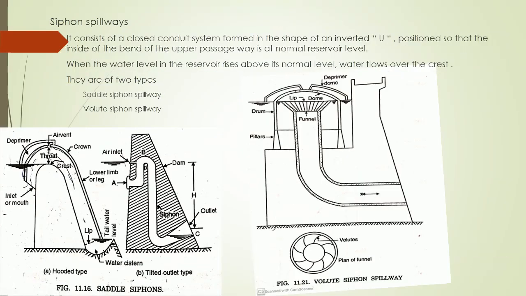Now we are coming to siphon spillways. It consists of a closed conduit system formed in the shape of an inverted U, positioned so that the inside of the bend of the upper passageway is at normal reservoir level. When the water level in the reservoir rises above its normal level, water flows over the crest. There are two types of siphon spillways: saddle siphon spillway and volute siphon spillway.